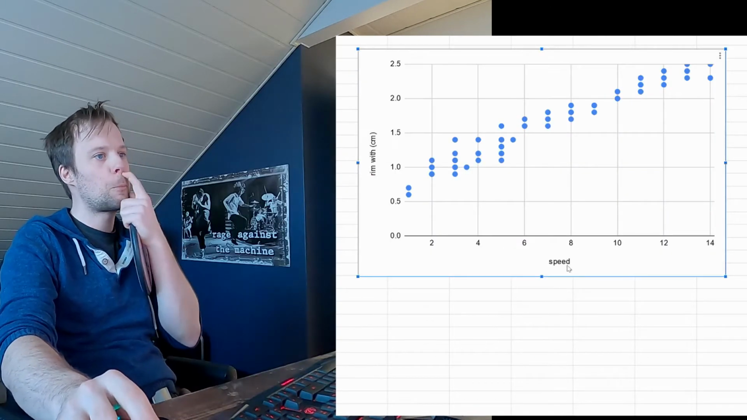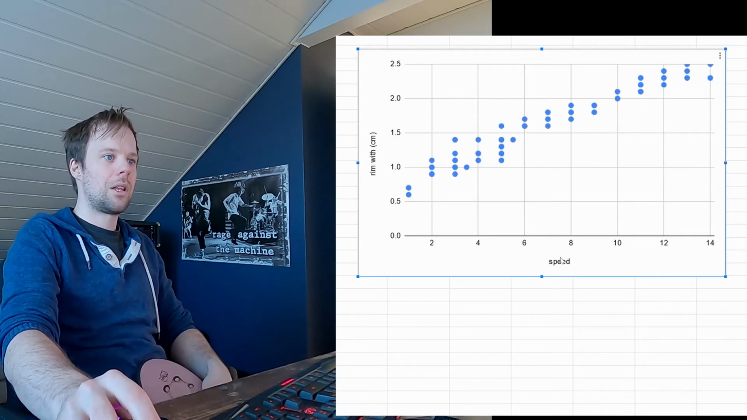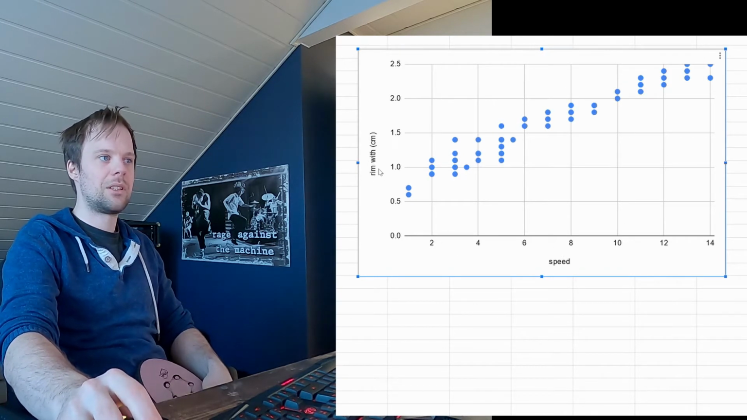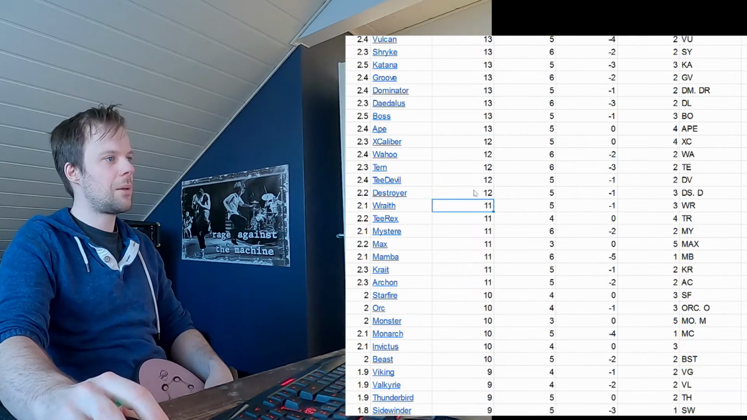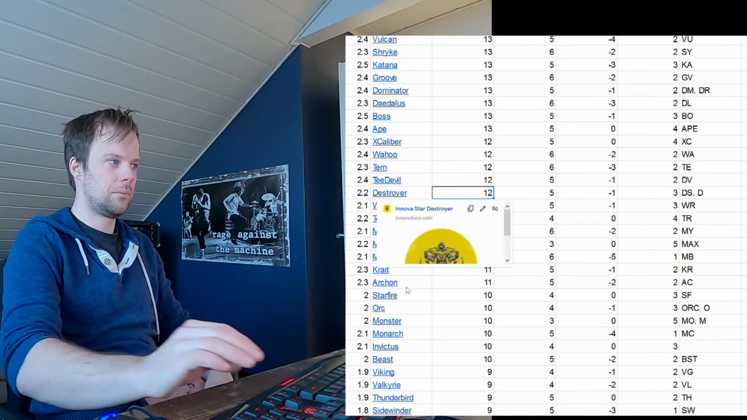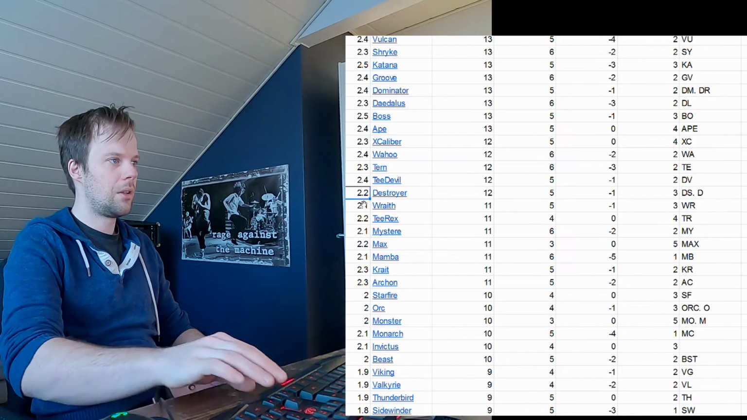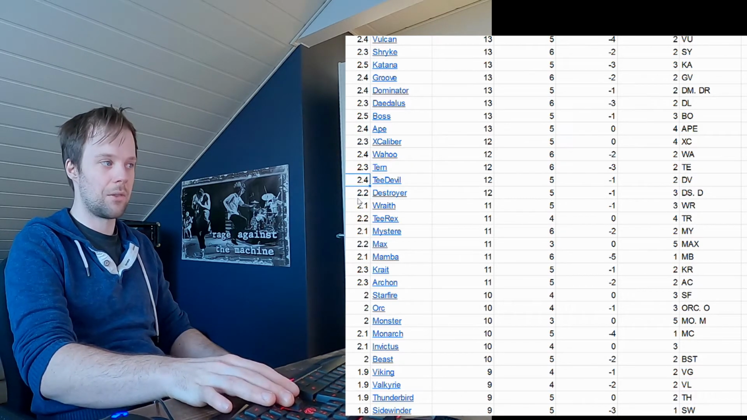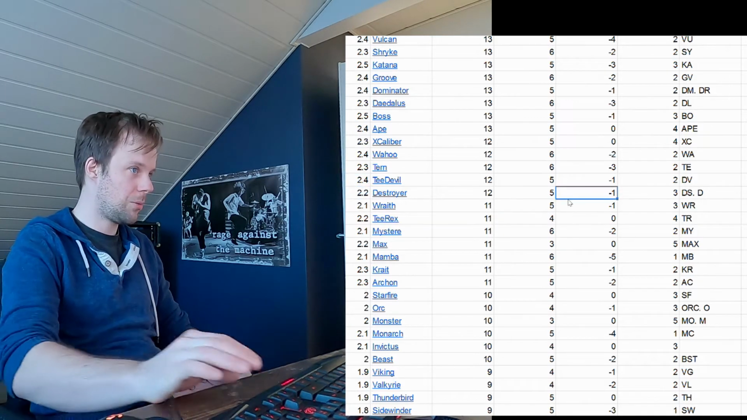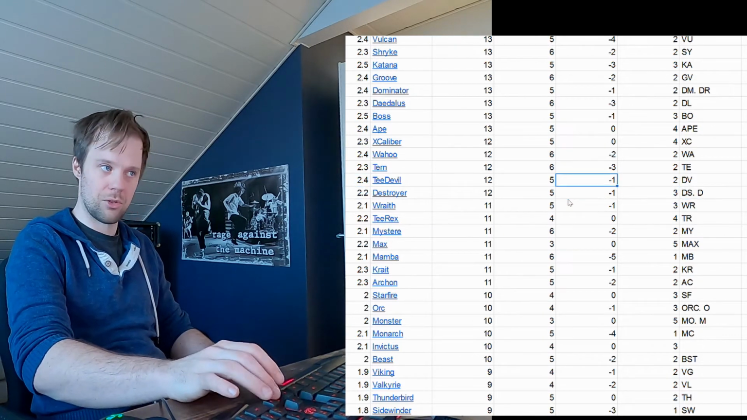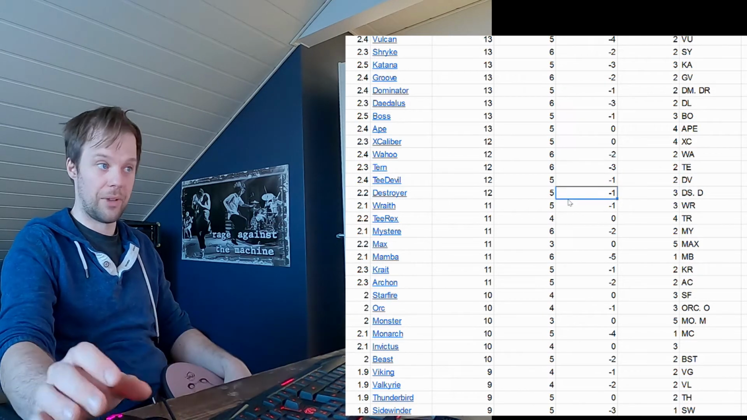So I put in speed and rim width, and as we can see, lots of different rim widths. For example, well, we can see it from the table. In speed 12, we have Destroyer with a 2.2 centimeter rim width, but also a T-Devil with 2 millimeters thicker rim, and almost identical flight numbers, only Destroyer has slightly more fade.